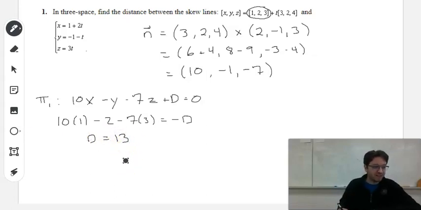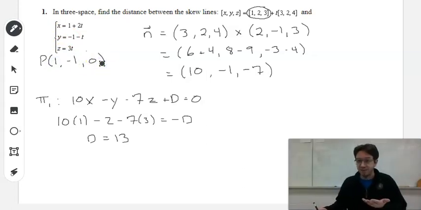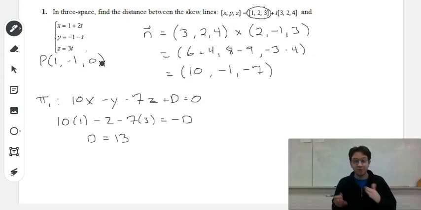So what do we have now? We have a plane which our first line lies on, and then we have another line, and we have a point on that other line. If you look at it, our point on this line, let's call it P, is 1, -1, and 0. So now we can use the equation we have to find the distance between a plane and a point. And that will be the closest distance between our skew lines.